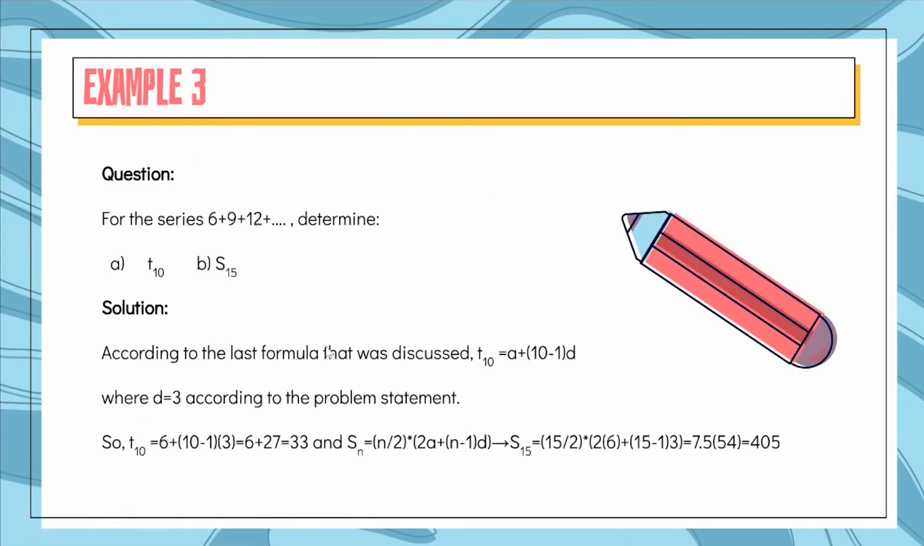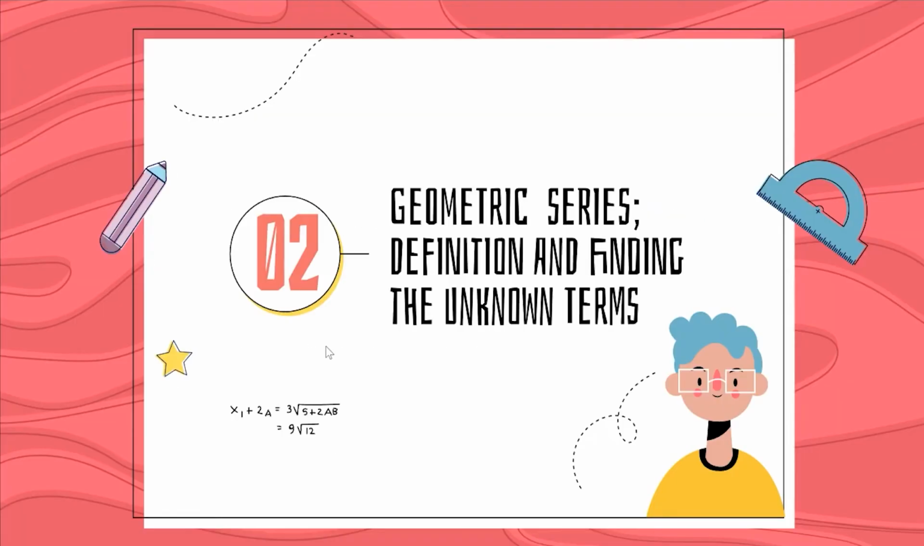And again question 3, and we have a question for the series 6 plus 9 plus 12, and you should find the 10 terms and S15. It's so similar to example 2. And here we have a geometric series defined and finding the nth terms.